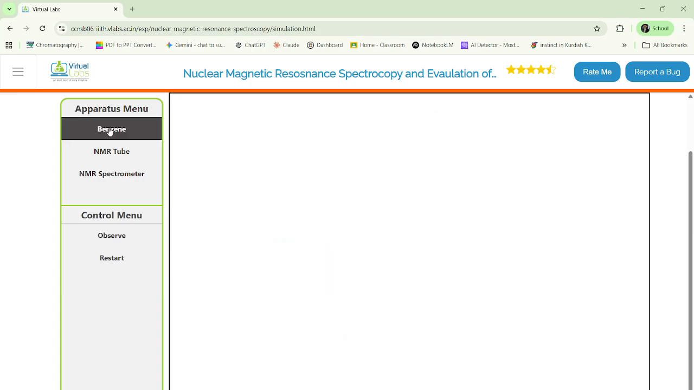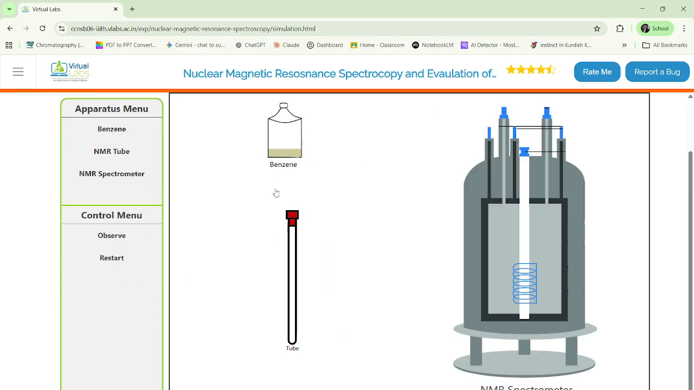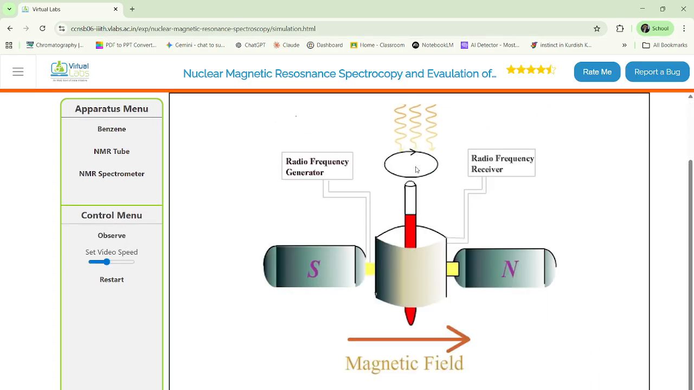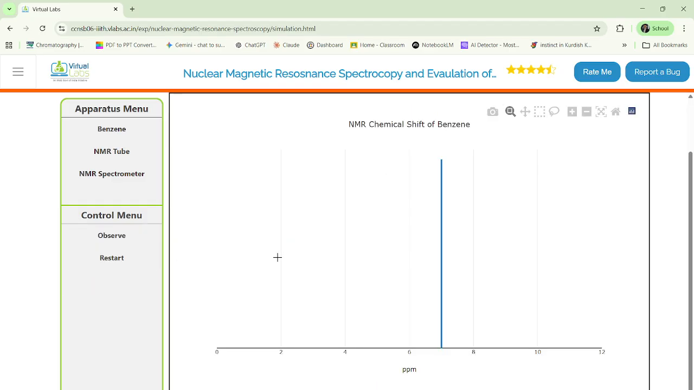You can restart again and just do that. This is the whole experiment. It's straightforward and easy. Now we're going to observe again. See, the radio frequency is coming in. Look, the nucleus is spinning. We're actually doing proton NMR for benzene. Then what do we get? We observe. You click observe again and you get the spectrum.